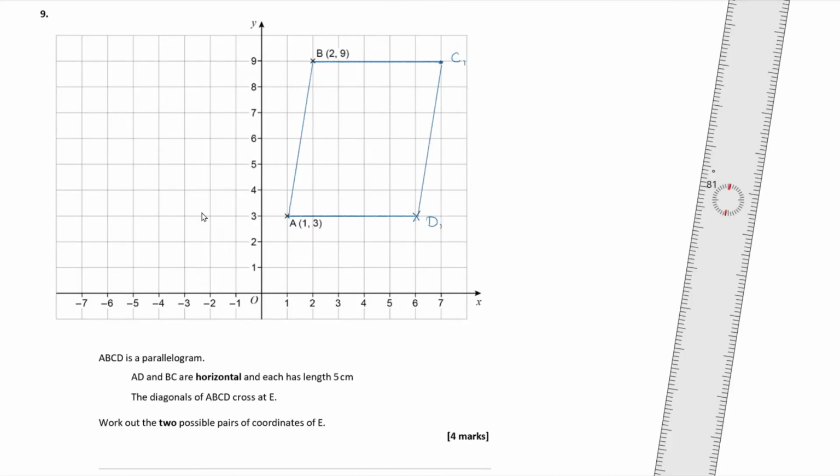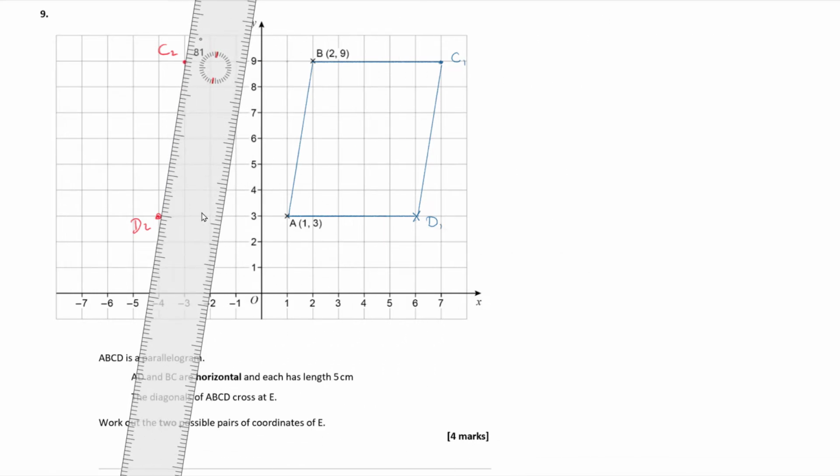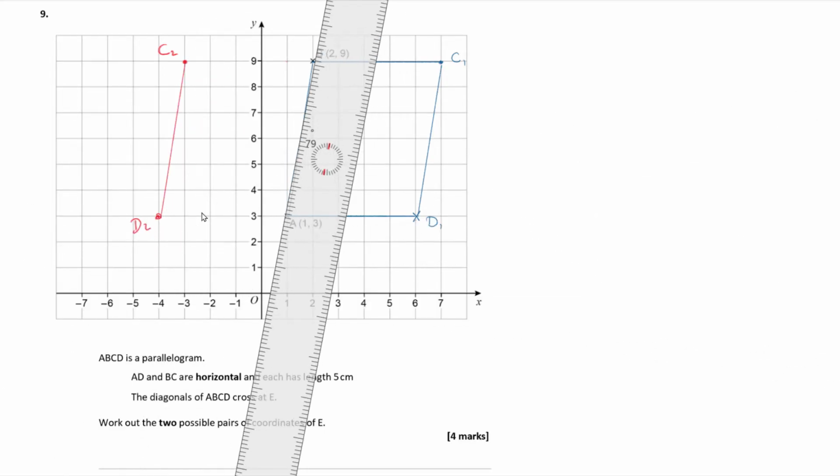Alternatively, I could have my two points D and C to the left of my points A and B. So if I count instead to the left, 1, 2, 3, 4, 5, there, I could have a point here. So D2 could be here, and 1, 2, 3, 4, 5, C2, the other point, could be over there, couldn't it? So again, I'm going to have a second possible parallelogram on this side. Just finishing that one off.